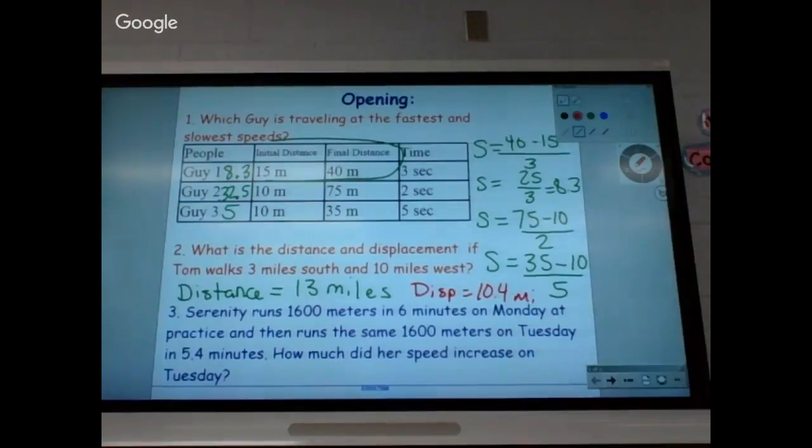What on earth are we going to do with number 3? Serenity runs 1,600 meters in 6 minutes on Monday. And then runs the same 1,600 meters on Tuesday in 5.4 minutes. How much does your speed increase on Tuesday? Figure out what the speed is on Monday. Okay, so you figured out the 2 speeds?